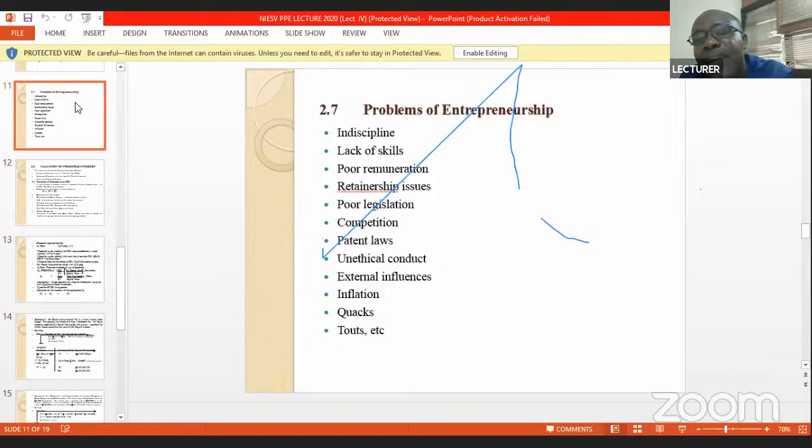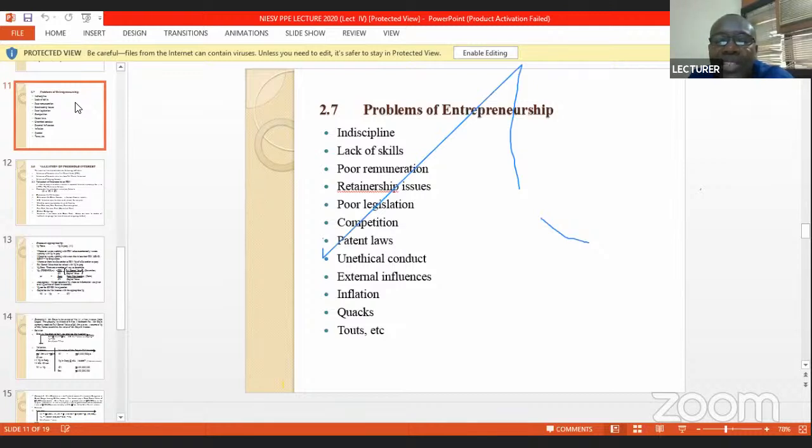And that is why there is always strike in the civil service. People are shouting. I heard a bag of rice is now 20-something thousand. And now minimum wage, we are still talking about 32,000, sir. 32,000. A bag of rice is 32,000. And yes, minimum wage is 30,000. Who is fooling who? Who is fooling who? So one of the problems of entrepreneurship is poor remuneration. Very, very poor remuneration.